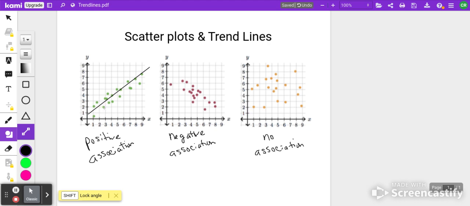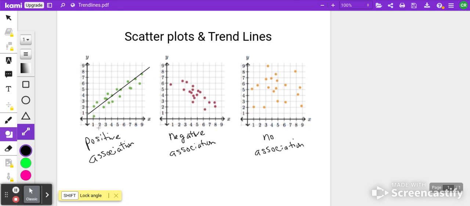Now I've got 1, 2, 3, 4, 5, 6, 7 on top, and 1, 2, 3, 4, 5, 6, 7 on the bottom. It does go through a couple, I think on both sides. That's pretty good. So that would be my trend line. And if you had to make any estimations of the data based on the trend line, you could do that.